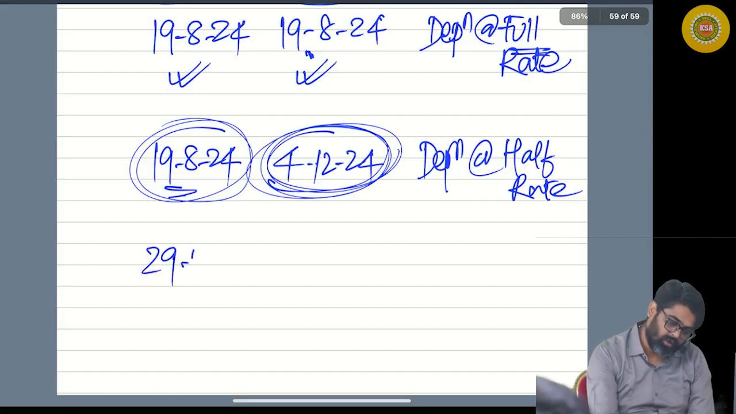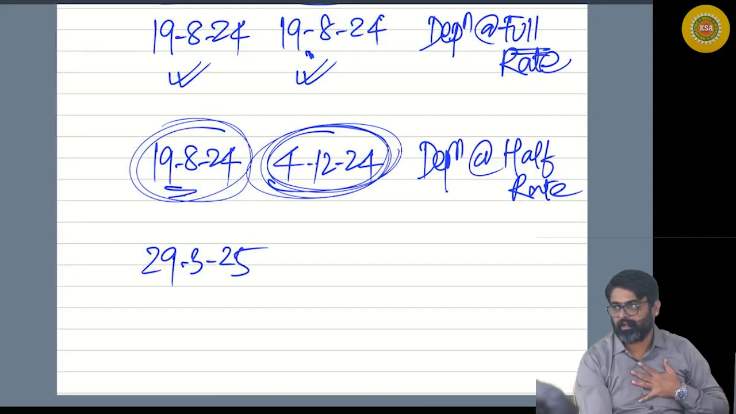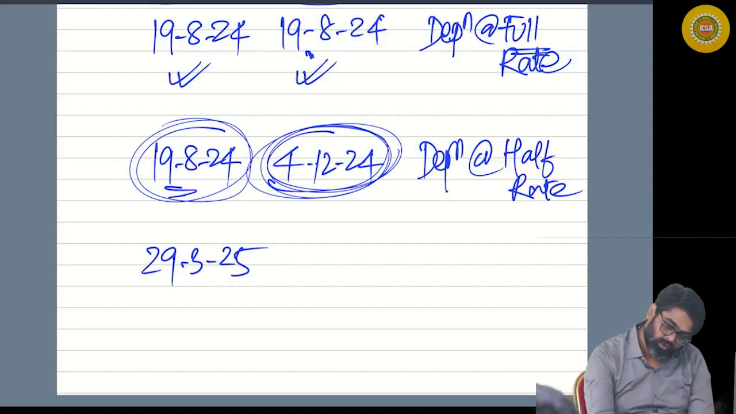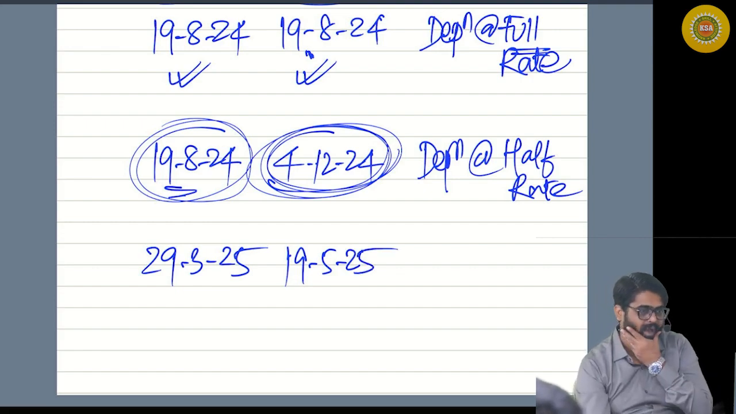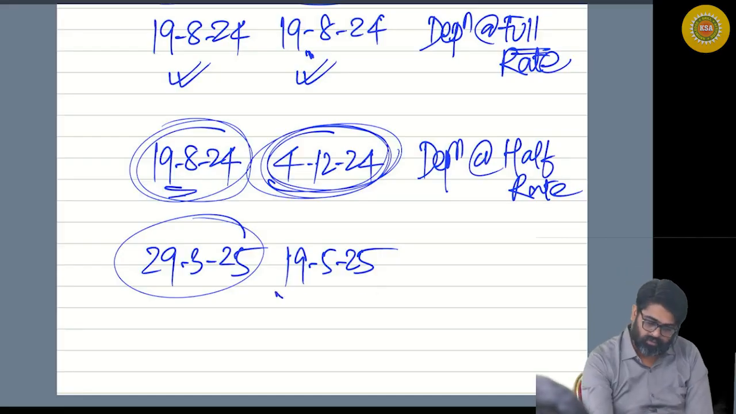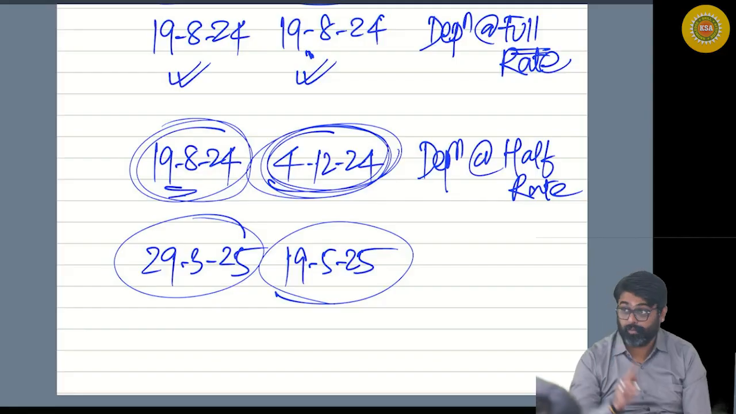Now one more example I'll take. The asset was acquired on 29th of March 2025. In my previous year the asset is acquired. Yes or no? Now the asset was put to use on 19th of May 2025. Tell me, my first question. This is previous year 24-25. This is previous year 25-26. Yes or no? 2 previous years are there.